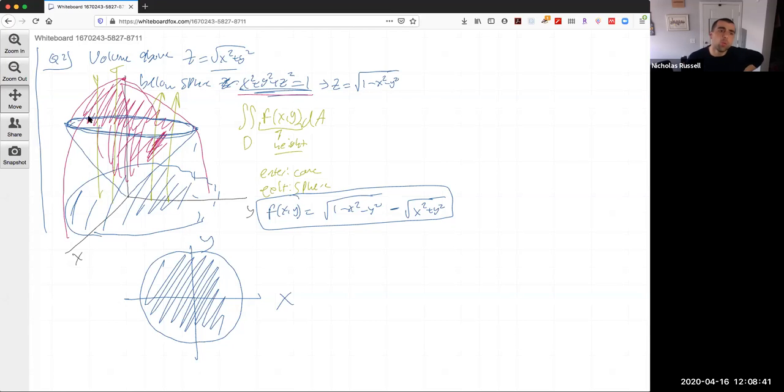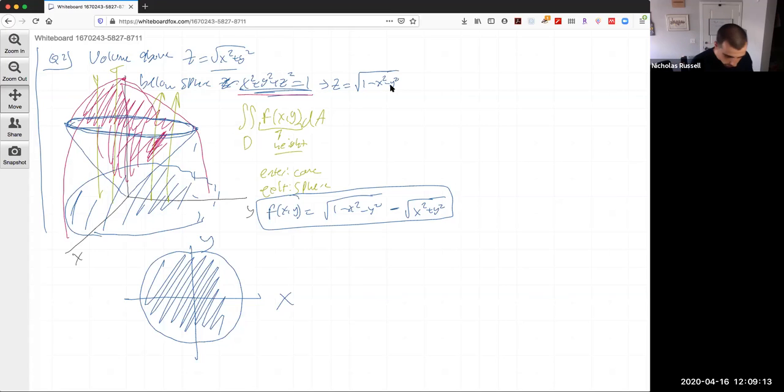Well, would you agree that this circle is really the intersection of the cone and the sphere? So how do I find the intersection of two things? Well, I have the cone here, I have the sphere here. They're at the same z, right? So what I could do is equate both the square root of x squared plus y squared and the square root of 1 minus x squared minus y squared. If I equate those, that gives me the intersection, because I'm telling you where I'm at the same z point.